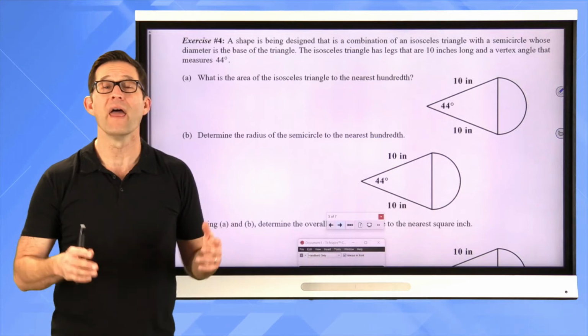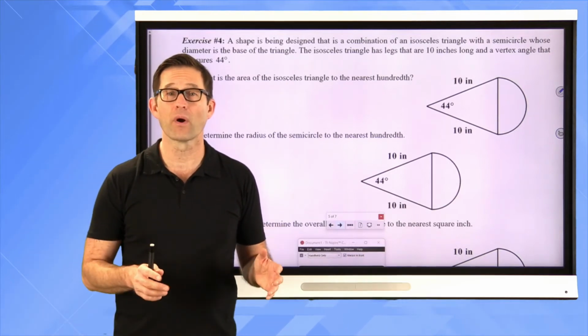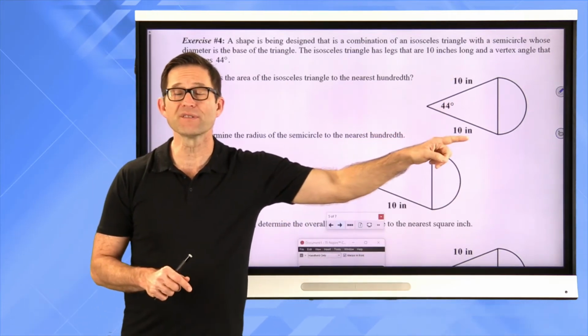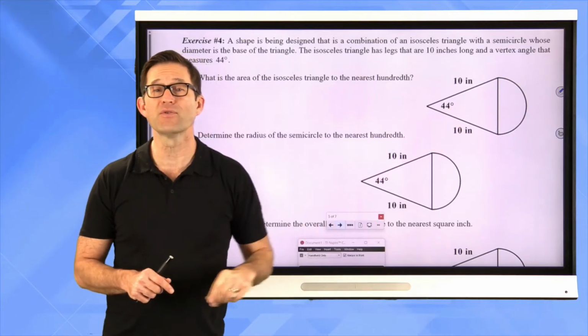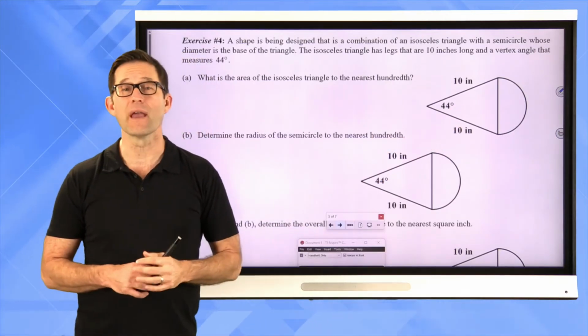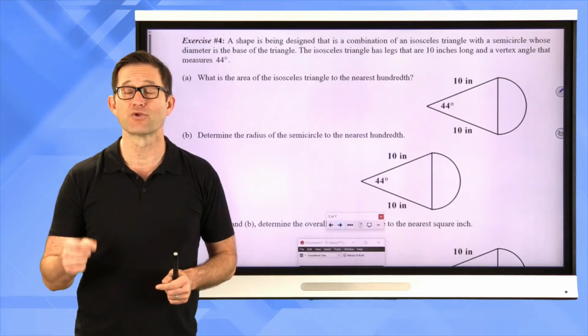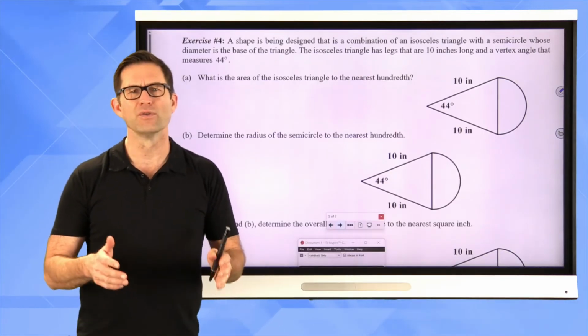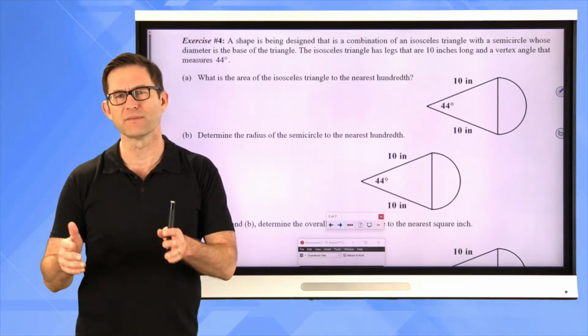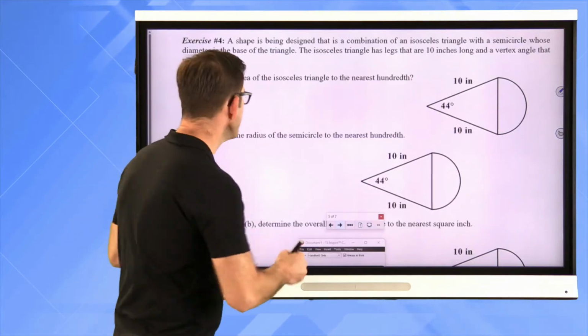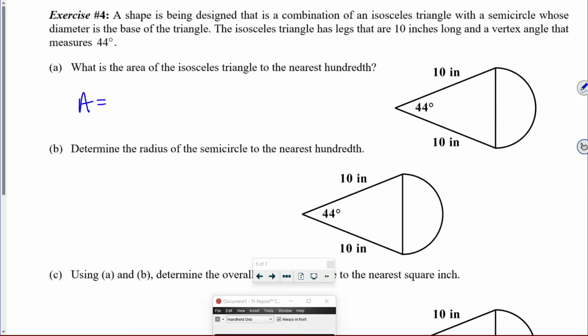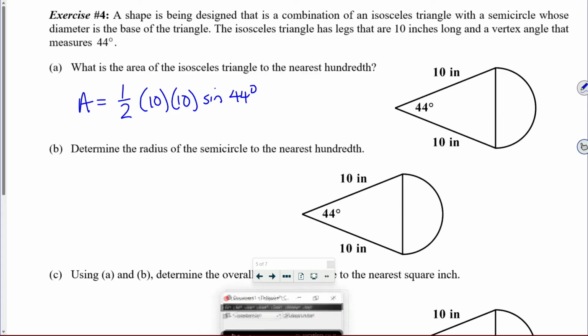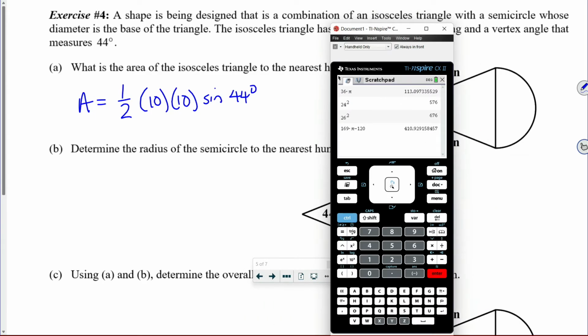All right, well, keep in mind, anytime we've got a triangle where we know two of the side lengths and we know the angle in between them, we can always use the area formula for a triangle that depends on trigonometry. The whole area equals 1/2 a times b times the sine of c, or in this case, the area is equal to 1/2 of 10 times 10 times the sine of 44 degrees. Let's figure out what that area is to the nearest hundredth.